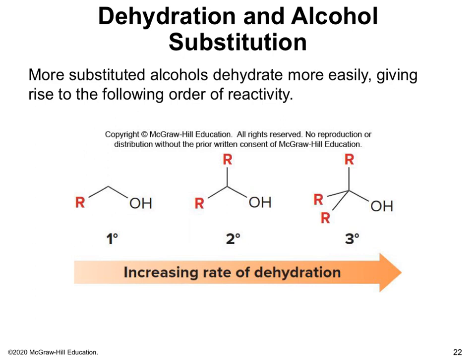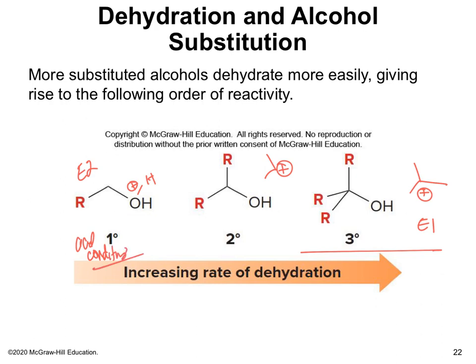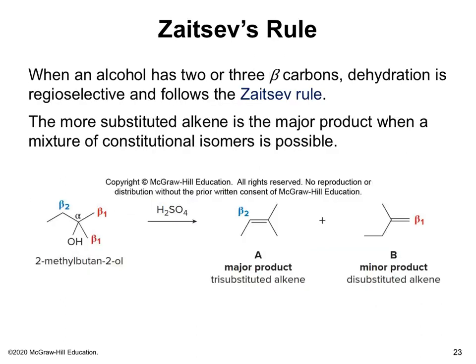So the rates of dehydration: each one of these you're making a carbocation intermediate, E1. So tertiaries are always going to be faster because they're more stable than a secondary. Primaries, yeah, would that even be an E1? The time you protonate that, I think that it would be an E2 in acid conditions. Notice it's going to be slow.